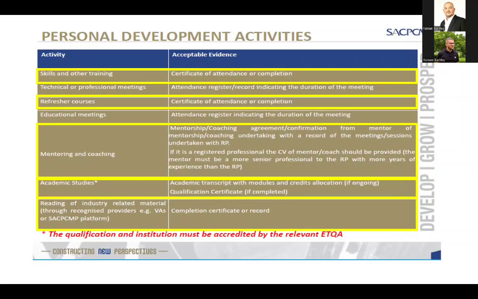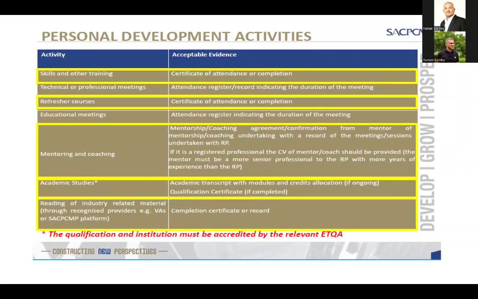And there's something that I also want to highlight that they've mentioned recently from SACPCMP. They will not be accepting any qualifications that are not certified. So if you do any qualifications, short course, short skills training, refresher courses, academic studies, please ensure that you take that transcript, you take that certificate, you get it certified, you get it authenticated, and then upload it. Because there's a lot of forgery that's going on, and they don't have the resources to go and verify that every certification that you've uploaded is authentic. So that's why they want it to be certified.